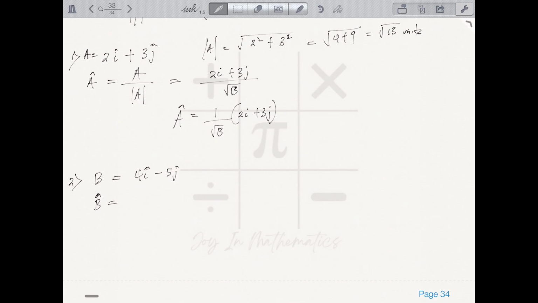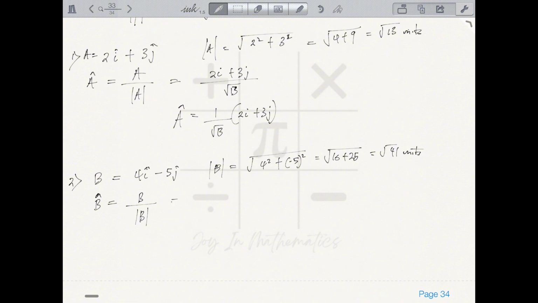We are asked to evaluate the unit vector of B, and that will be equal to the vector B divided by the modulus of B. The modulus of B is given as the square root of 4 squared plus minus 5 squared, and that will give us the square root of 16 plus 25. And the square root of 16 plus 25 is equal to root 41 units.